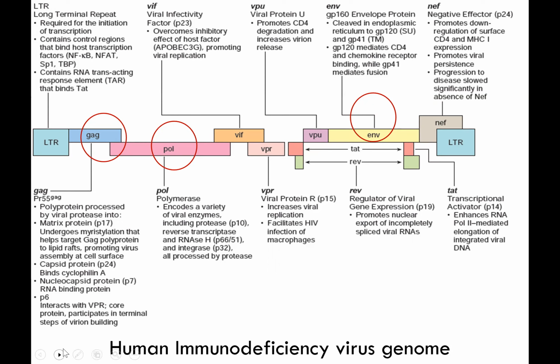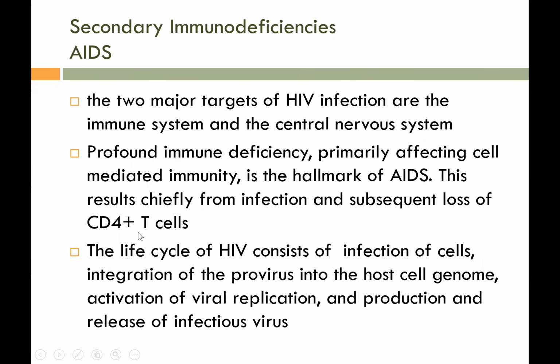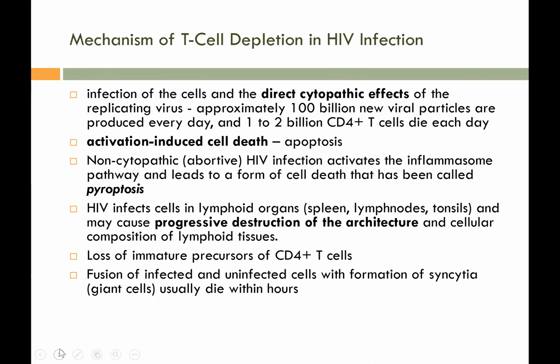Now, there are two major targets of HIV, and that is the central nervous system and the immune system. I have already mentioned to you a while ago that depletion of CD4 T cells is basically the immune side. So you are expected to have a monitoring count of your CD4, and profound immune deficiency, primarily affecting CD4 T cells and cell-mediated immunity, is the hallmark of AIDS.